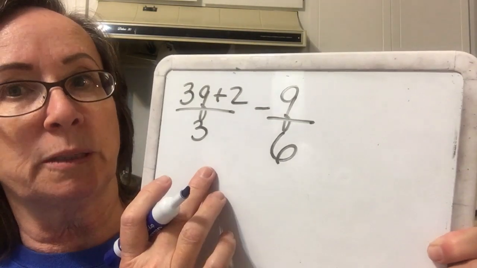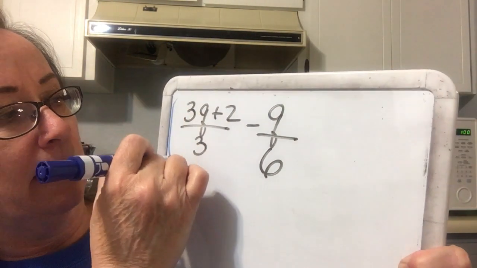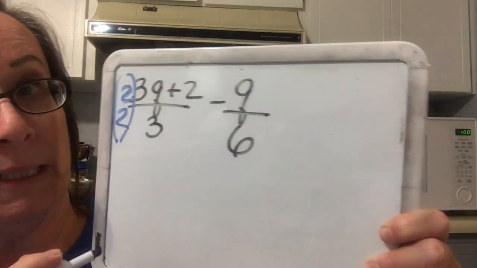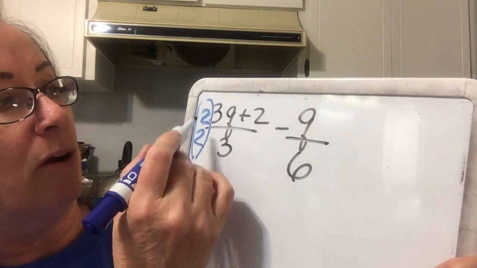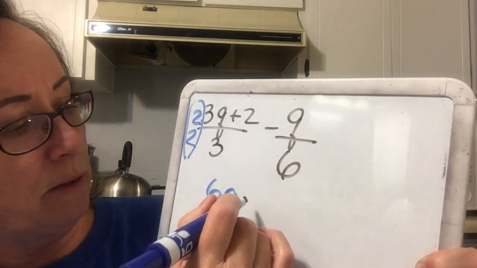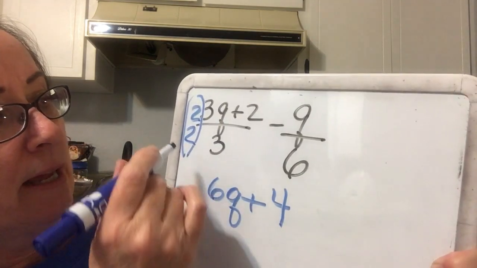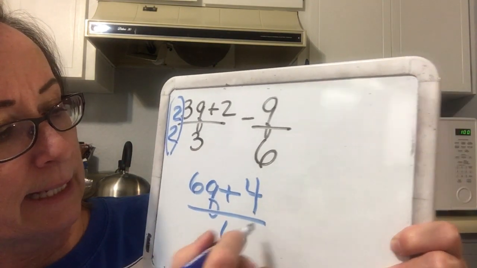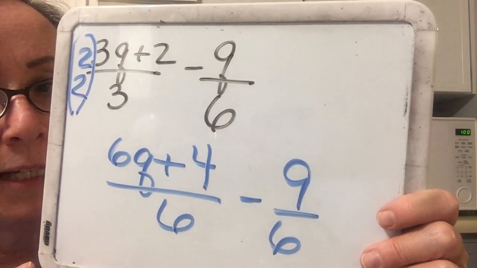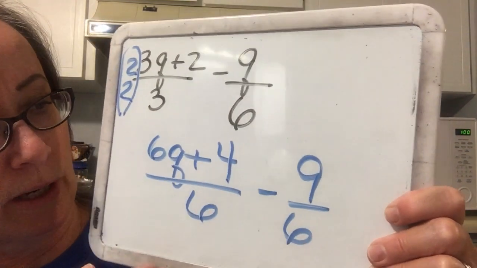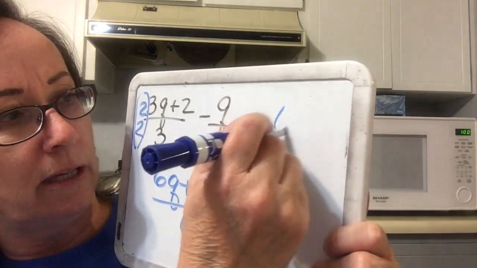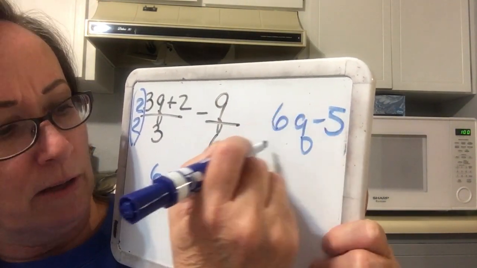So we're going to multiply this expression by 1 in the form of 2 over 2, like we did in 8.2. And now we're going to distribute. 2 times 3q is 6q. 2 times 2 is 4. 2 times 3 on the bottom is 6, minus 9 over 6. Since I have everything over 6, I can just go ahead and perform the subtraction on the numerator. We get 6q plus 4 minus 9, or 6q minus 5 all over 6.